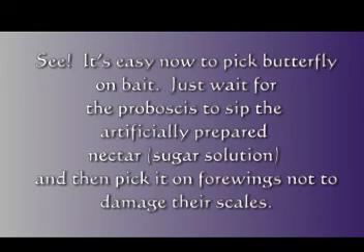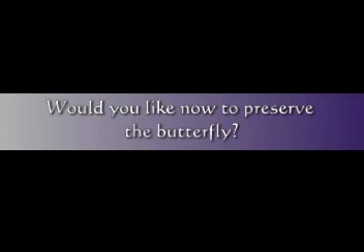See, it's easy now to pick butterfly on bait. Just wait for the proboscis to sip the artificially prepared nectar, and then pick it on forewings not to damage their scales. Would you like now to preserve the butterfly? Here we go.